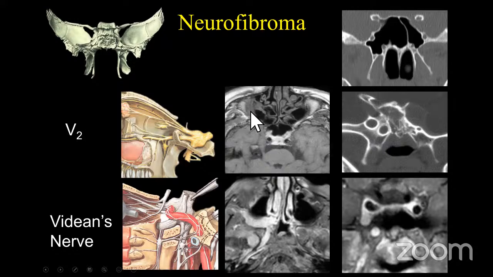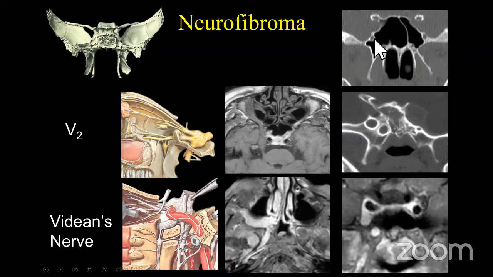So this is going along the floor of the orbit. This is going through the inferior orbital fissure, through the pterygopalatine fossa, through foramen rotundum, and then back centrally to involve the cisternal portion of the fifth nerve. So a very long course. Now, this is also an example of multiple neurofibromas. If you look closely, we can see two dilated canals on the right compared to the normal appearing canals on the left.